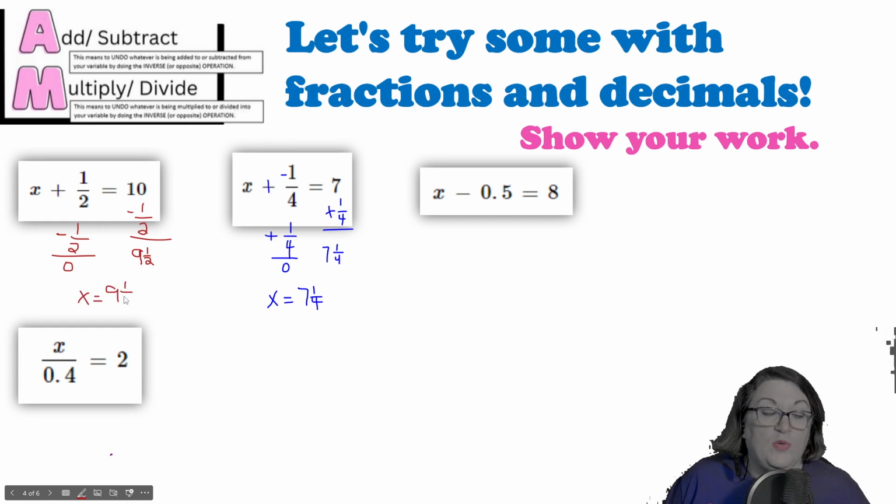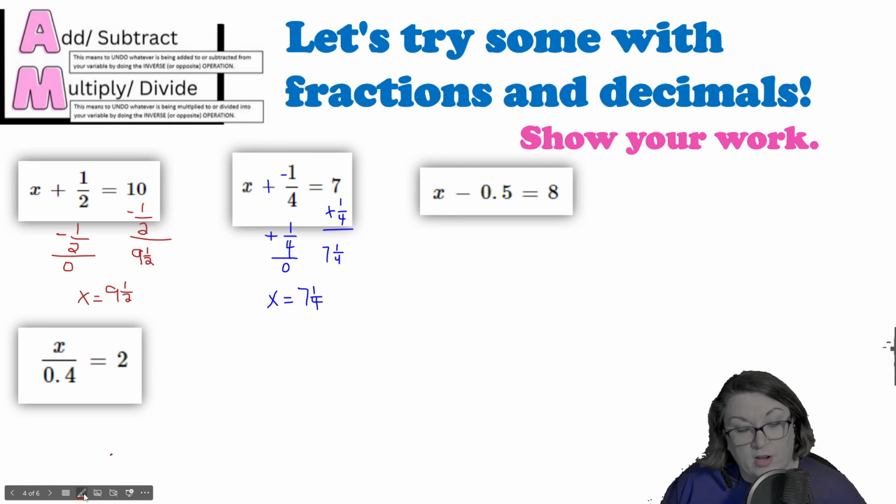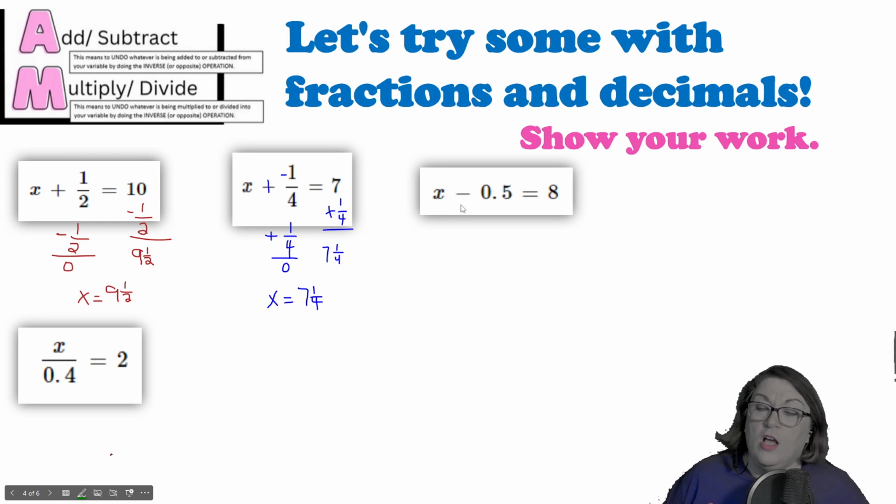Now, at any time, you can substitute these values back into your variable to check to see if you're correct. Maybe we'll do that on this third one here. Let's see here. We've got x minus 0.5. So since that's a minus, we're going to add, which is the inverse or opposite of subtraction. We're adding 0.5 to that, and a negative and a positive cancel out. And then when we add 0.5 to this one, we get 8.5.